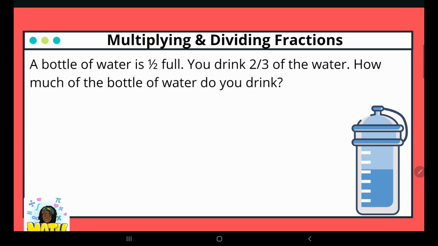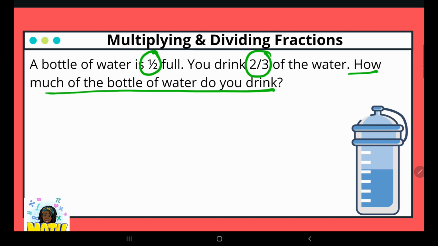A bottle of water is half full. So I'm going to use my CUBES strategy here. Whenever I have word problems, I like to use my CUBES strategy. A bottle of water is half full. You drink 2/3 of the water. How much water did you drink?